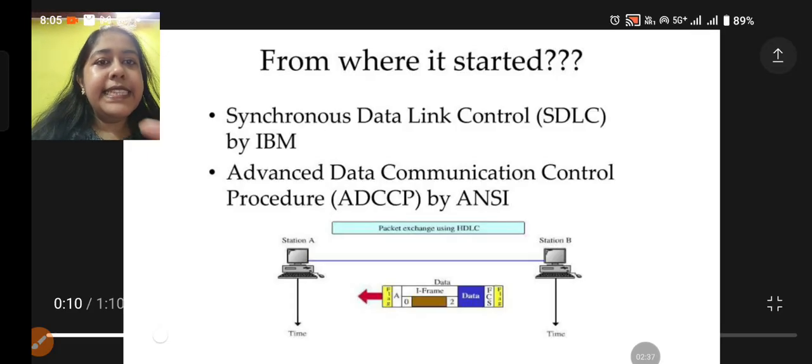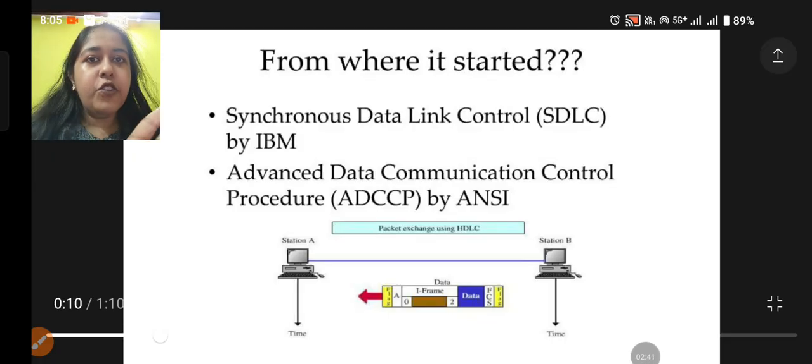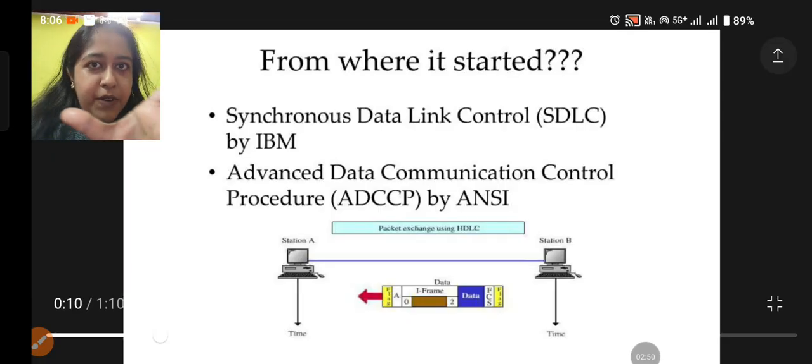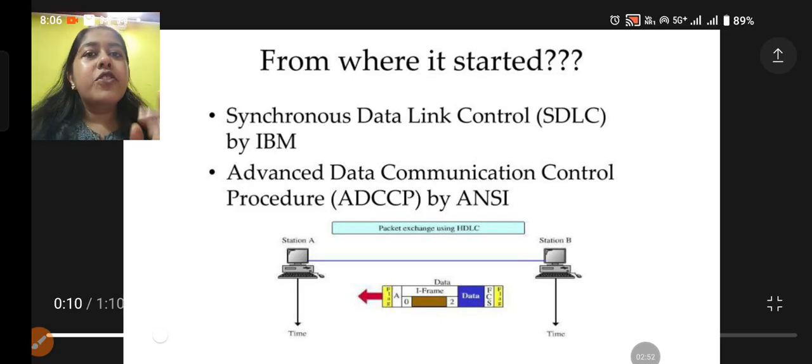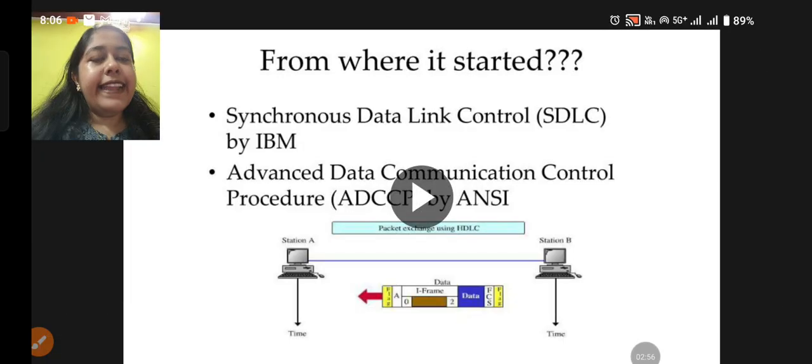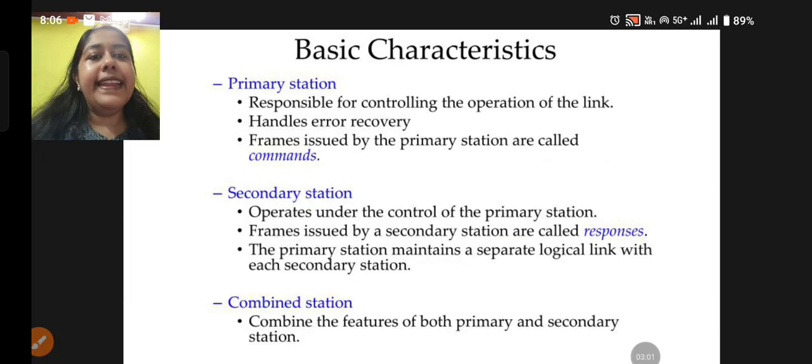Now here we will see some flags, some type of synchronization, some type of construction, how we are going to show the particular frames. U frame is there, I frame is there. So there is some particular data and a particular sequence. That sequence we will see in the next slides. Basically it came from SDLC and ADCCP.